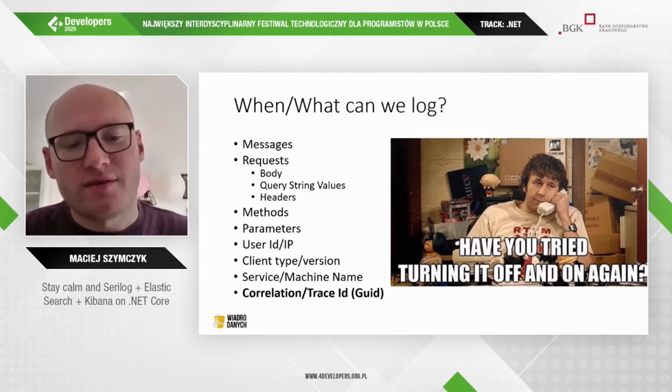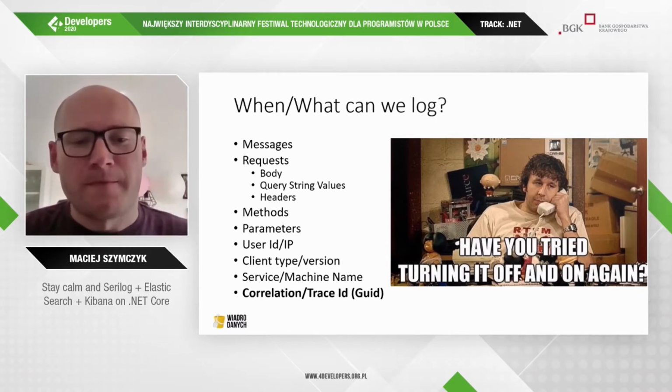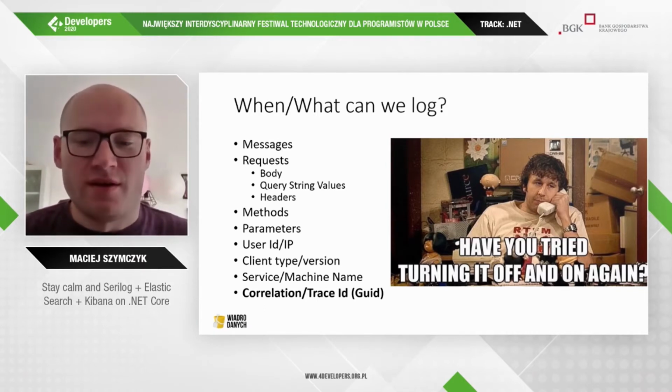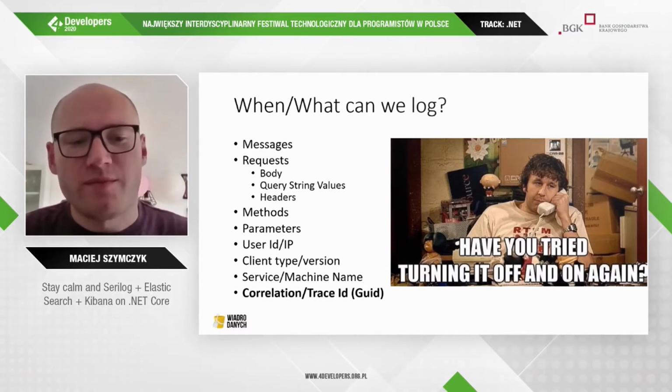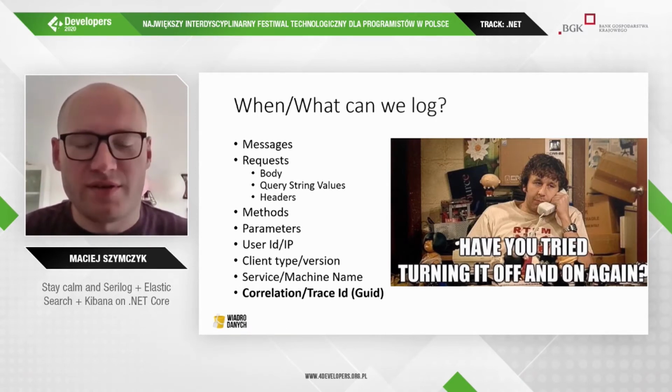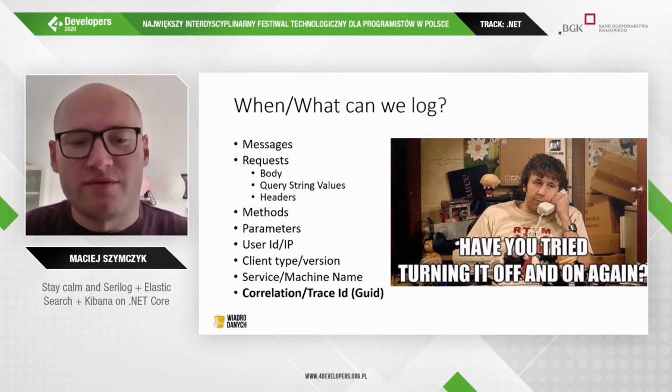And the last thing that we can log is something like a correlation ID or trace ID. This is cool because when we have a problem, for example, our colleague from the mobile application team sends us a message on Slack, hey, your API is not working. Then we can say, okay, provide me with some correlation ID, some trace ID, so you can track the problem in, for example, Elasticsearch or another solution.